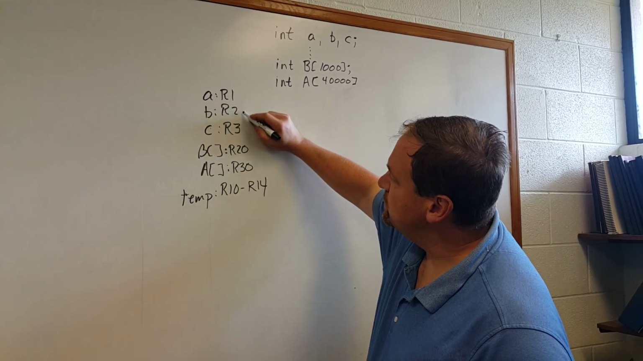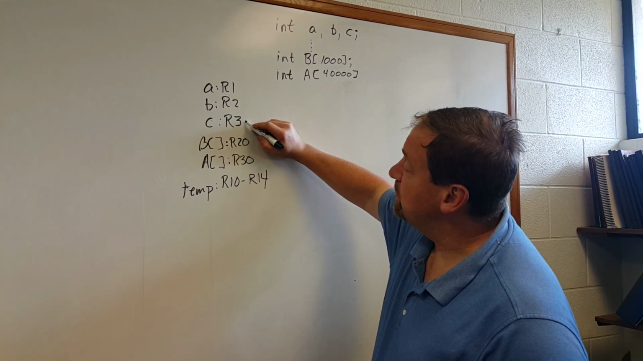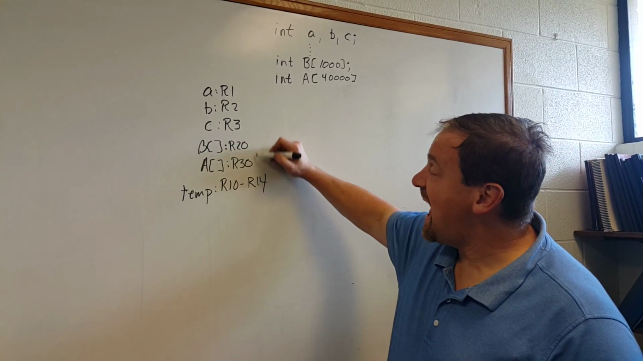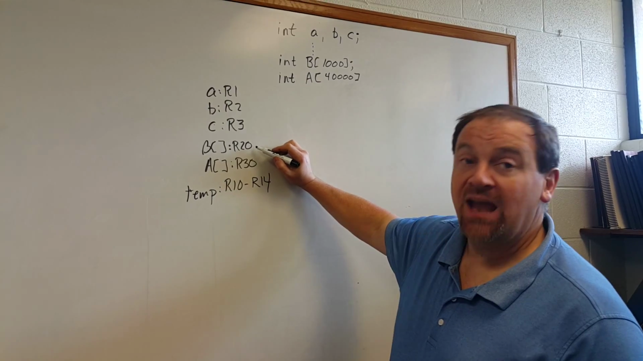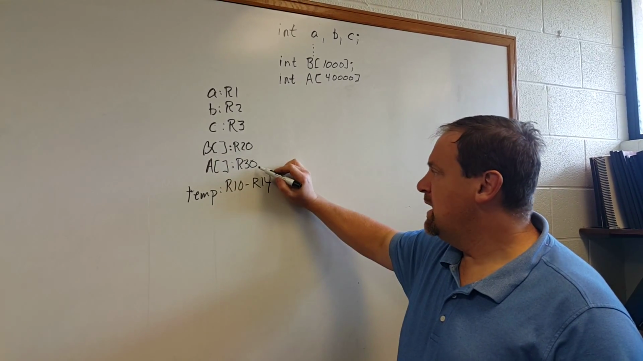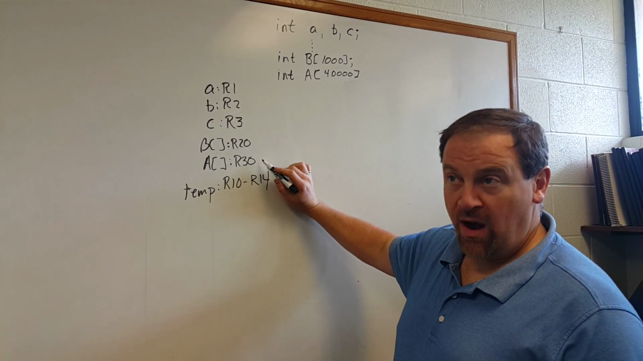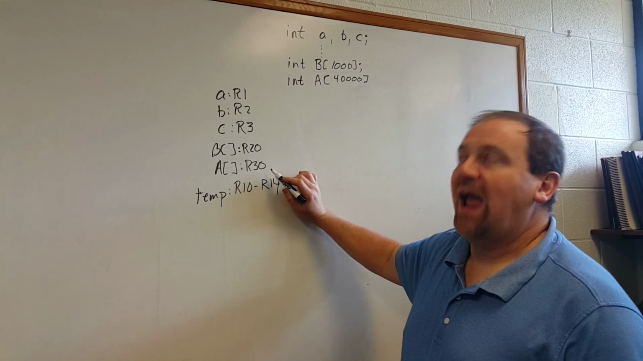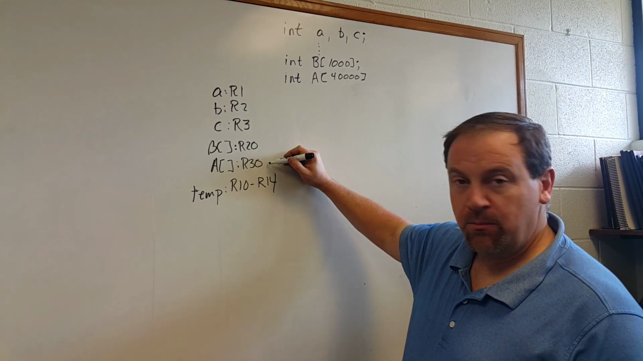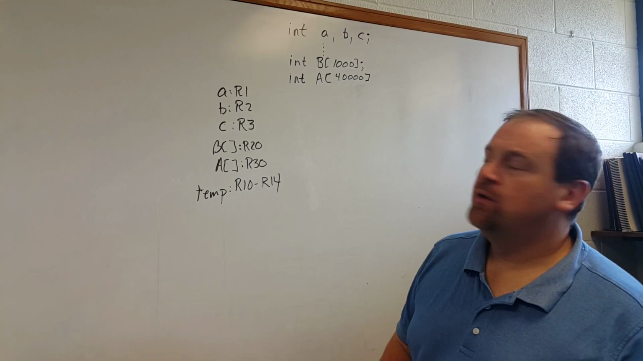Let's say that A is associated with R1, B is associated with R2, C is associated with R3. Then the address of the 0th element of B is stored in R20. The address of the base of A, or where A of 0 is located in memory, is the address stored in R30. Then we've got some trash registers.